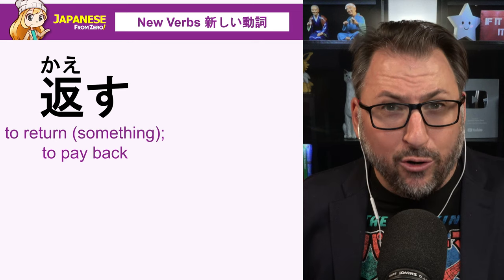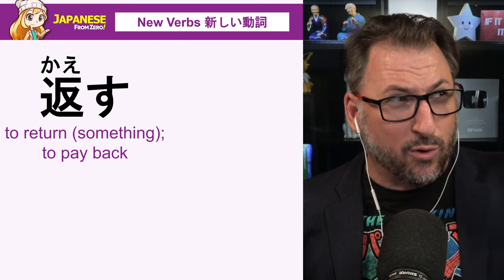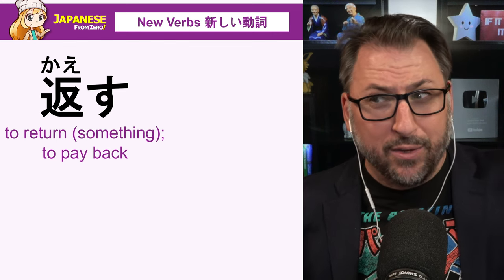In iru eru verbs, which must rhyme with the sound iru eru, some sort of rhyming, whether it's kiru or miru or something like that, it doesn't have to be iru or eru.